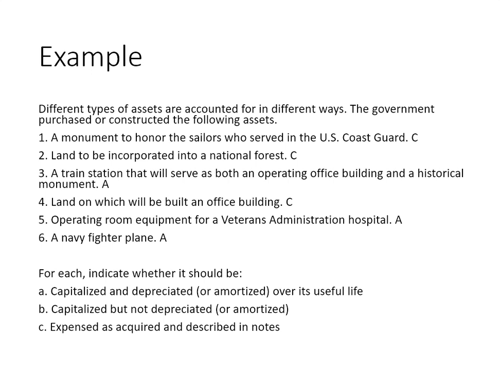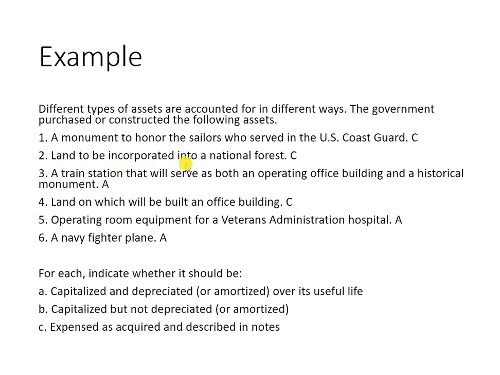So let's see a few examples. We have a monument to honor the sailors who served in the U.S. Coast Guard. Okay, indicate how it is recorded. A, capitalized and depreciated. B, capitalized but not depreciated. C, expensed as acquired and described in notes. Alright, for sure this is a typical heritage asset, so it will be expensed. C.